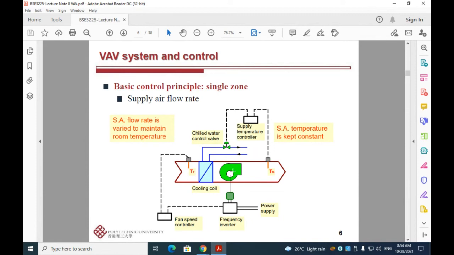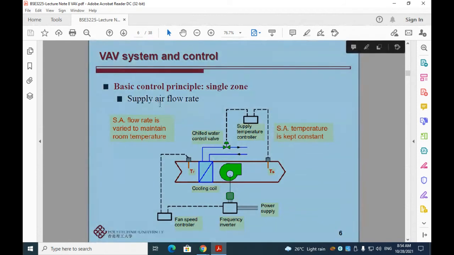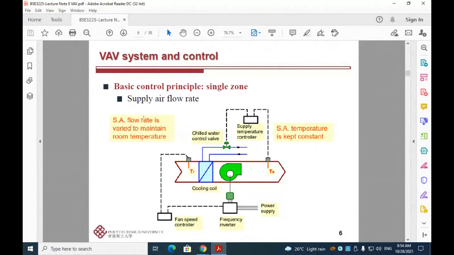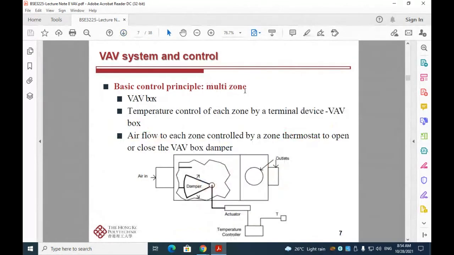So this is the basic control principle of a single zone VAV system. And in this controlling strategy, supply air temperature is kept constant and the supply air flow rate is varied. So this is how you can do that as a basic control principle, and we will be looking at other, more complex control principles.